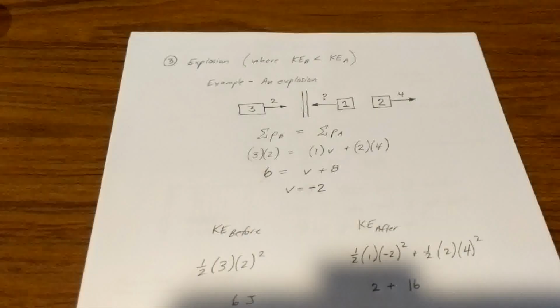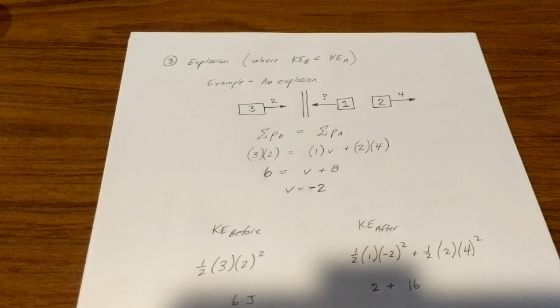Here's the third type of interaction that we will classify. It's called an explosion, and it's where the after kinetic energy is bigger than the before kinetic energy. In an explosion, like this one, we typically have a single mass that ends up being more than one mass. So it's the opposite of a coupling. In a coupling, we have two or more objects that merge and become one. In an explosion, we have a single object that breaks into pieces.